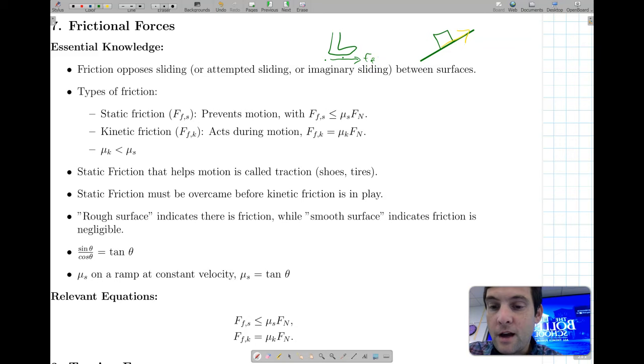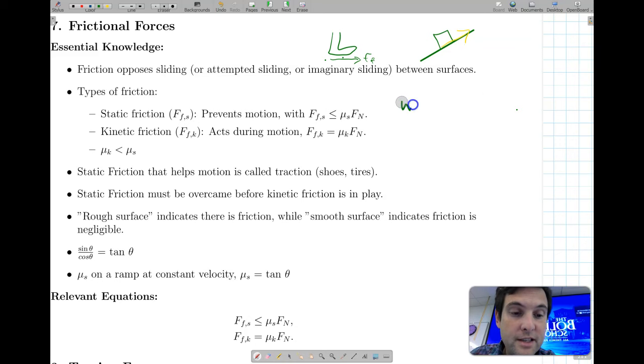We have two types of friction. We have static friction, and that prevents motion. Your static frictional force is less than or equal to mu s times Fn, until it reaches its maximum value. So our maximum static frictional force is equal to mu s Fn. Anything else is less than, because the static frictional force has to be overcome before we get the object sliding, and then we can deal with kinetic friction.